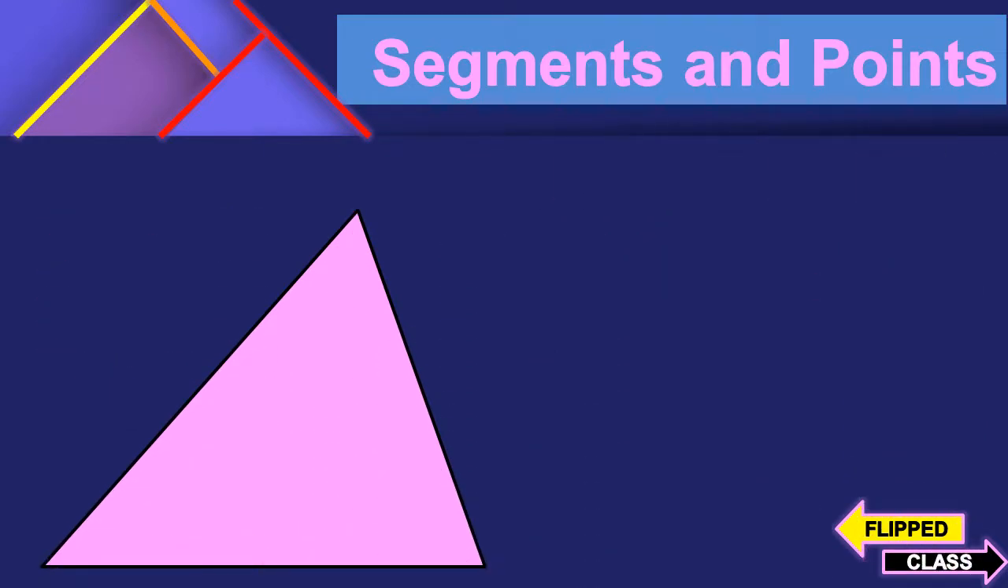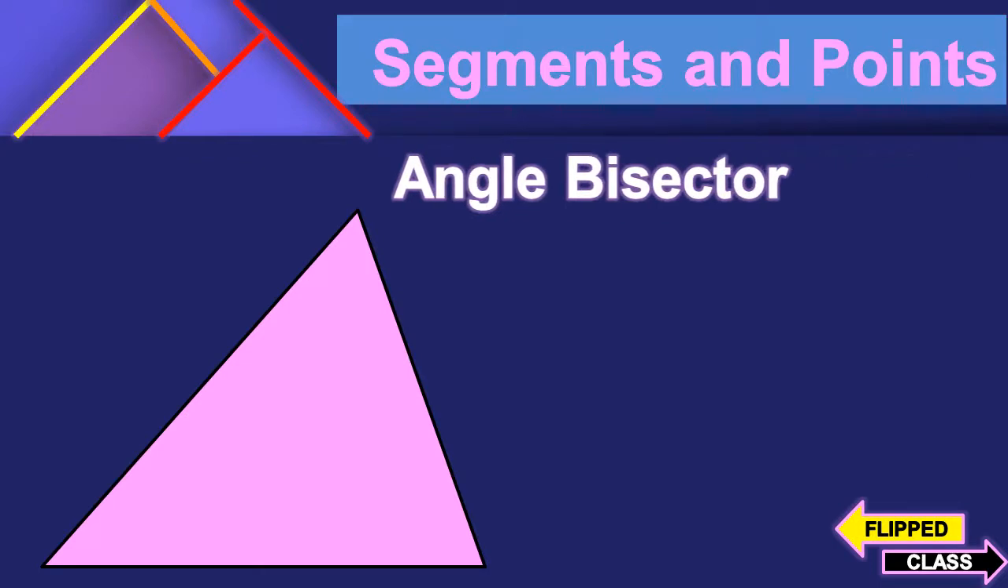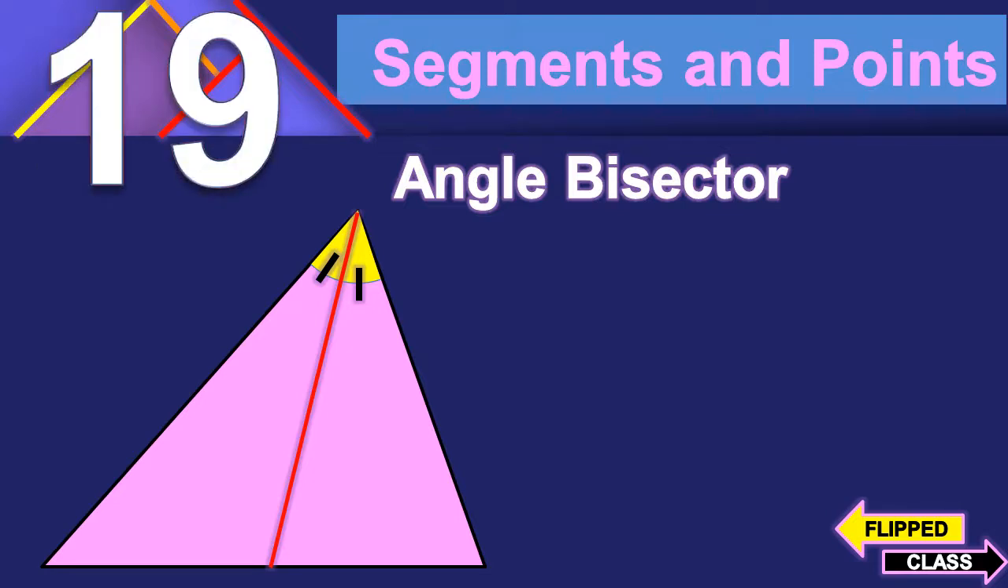Our fourth special segment is named an angle bisector. From the name itself, probably you can already have its definition. And that is this line segment here. In 20 seconds, make use of this figure to define what an angle bisector is. Go.